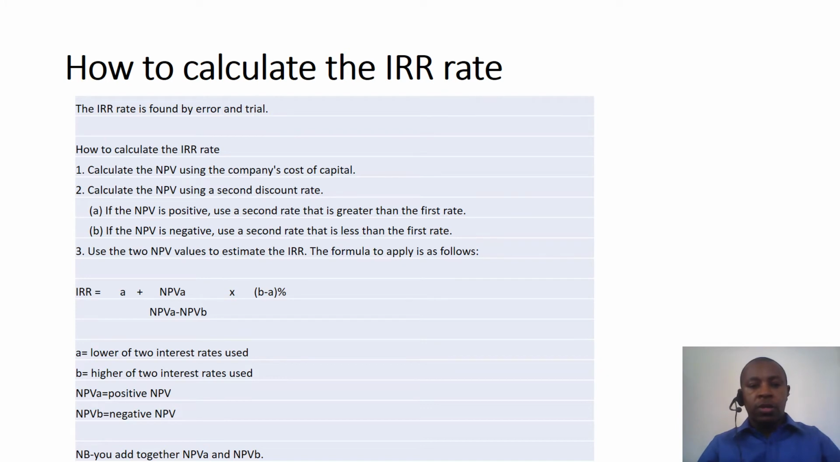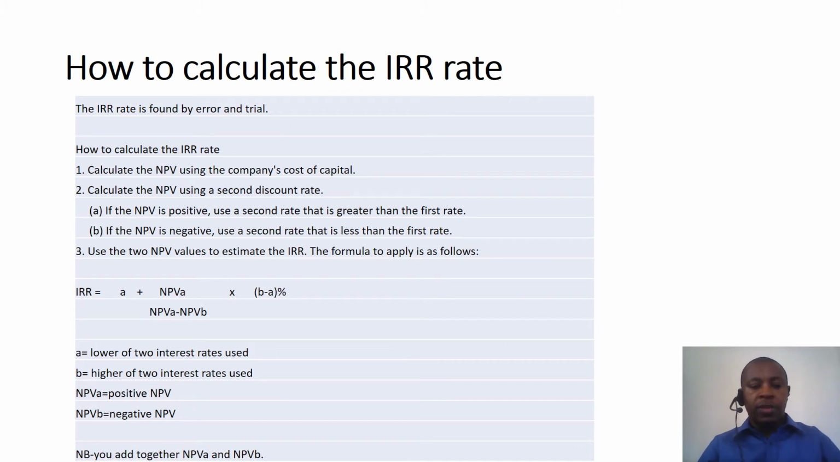The formula to apply is as follows. IRR equals A plus NPV A divided by NPV A minus NPV B, multiplied by open brackets B minus A close brackets, as a percentage. A is the lower of the two interest rates used. B is the higher of the two interest rates used.